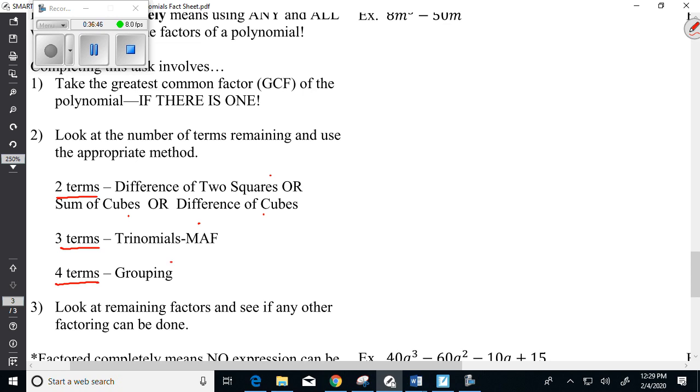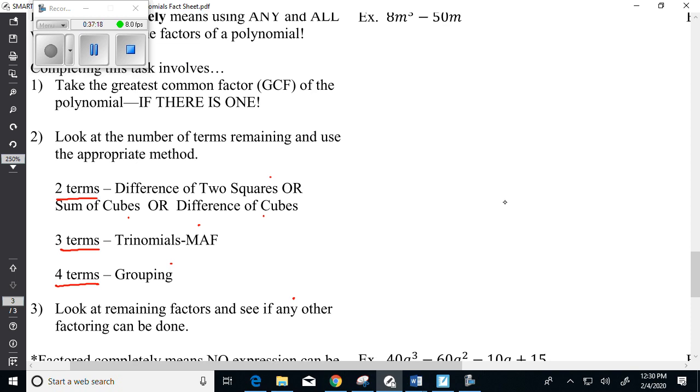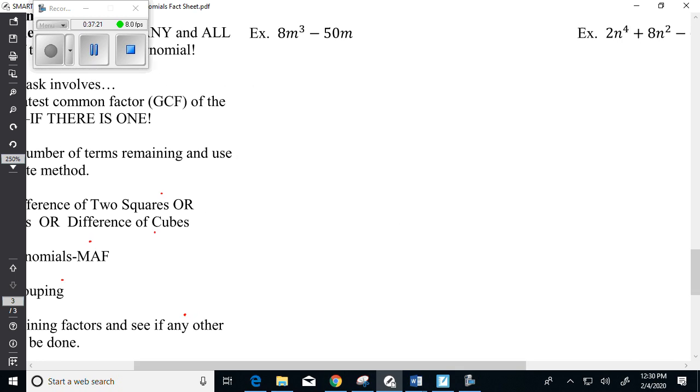And then after you finish whatever method, you look at your factors and see if anything else can be done. So sometimes after greatest common factor, there might not be anything else you can do, and that's okay. Sometimes you may have to do GCF and MAF, GCF, grouping, and MAF, or GCF, sum of cubes. So expect that any problem could have to be factored multiple times. Don't get scared of it, just be aware of it. Let's look at the 4 examples that are included here.